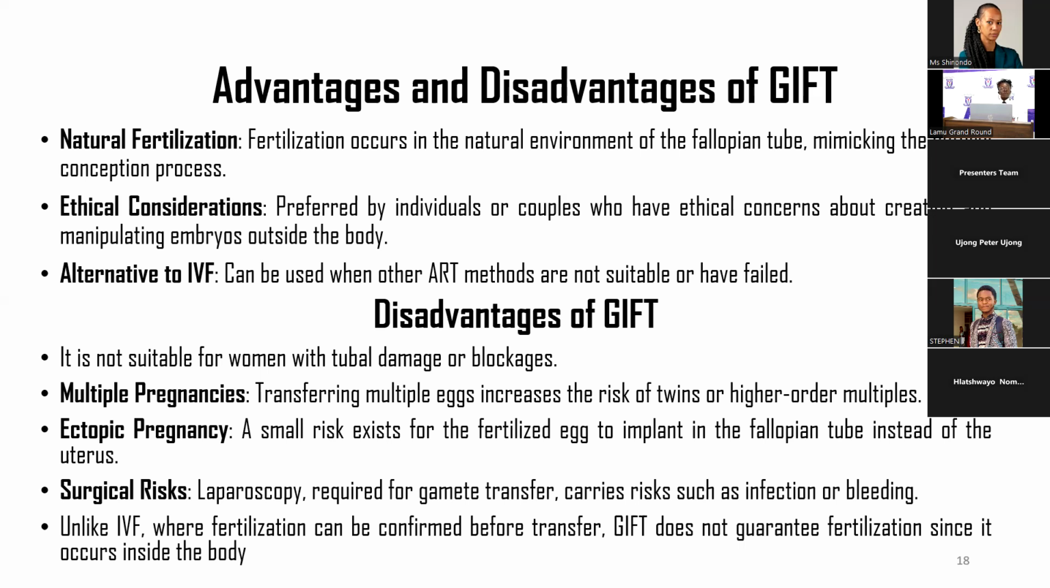Now moving on to the disadvantages of the gamete intrafallopian transfer. It is not suitable for women who have tubal damage with blockages. If tubal damage has been found, this procedure cannot occur successfully. It can result in multiple pregnancies. Transferring multiple eggs increases the risk of twins or higher order multiples. It has a risk of ectopic pregnancy. A small risk exists for the fertilized egg to implant in the fallopian tube instead of the uterus.